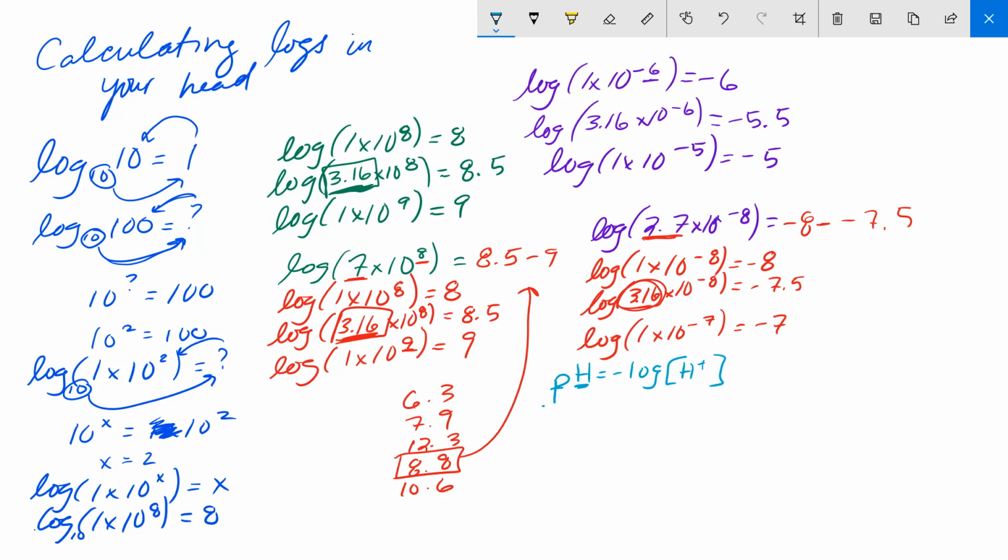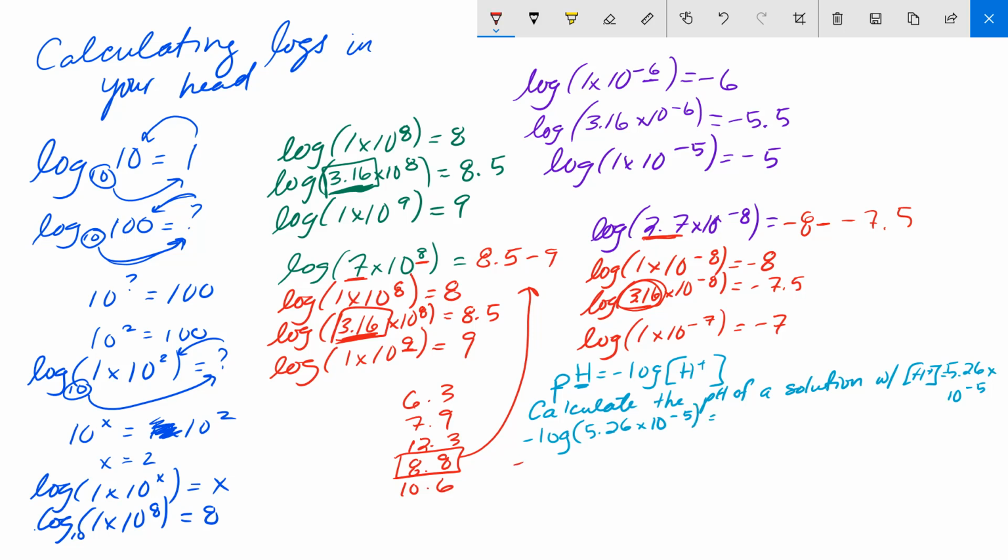So for our example problem, let's calculate the pH of a solution with H plus concentration equal to 5.26 times 10 to the negative 5th. We remember first that pH is equal to the negative log of the H plus concentration. So if we're trying to find the pH, all we need to do is take the negative log of the H plus concentration, which in this case is 5.26 times 10 to the negative 5th.